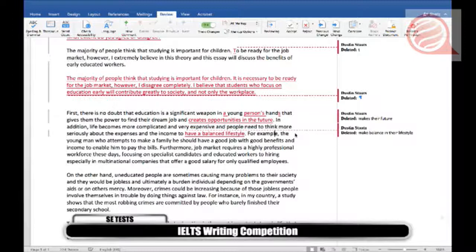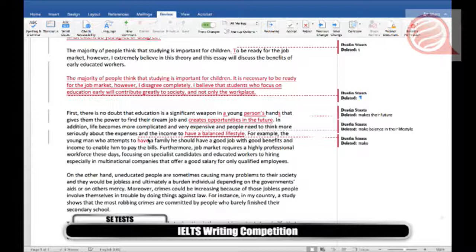Okay. For example, the young man who attempts to make a family, he should have a good job with good benefits and income to enable him to pay the bills. Okay, so for example, the young man who attempts to have a family, he should have a good job with good benefits, and we can't forget the article, and income to enable him to pay the bills. Okay, so the expression is usually to have a family, not to make a family.